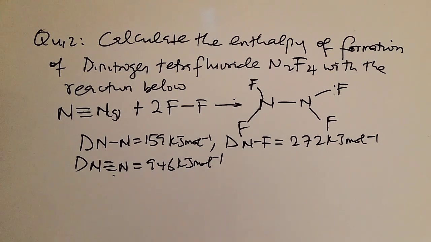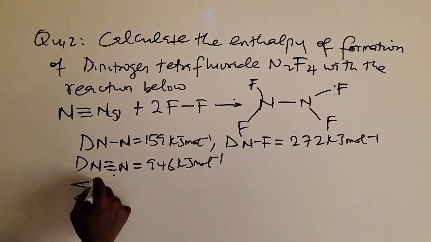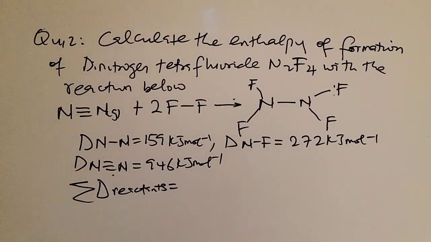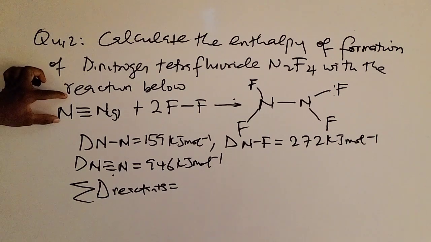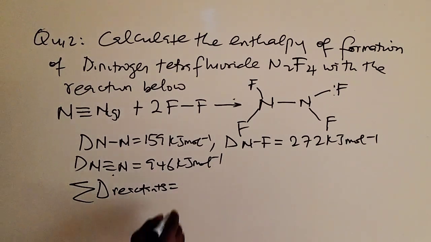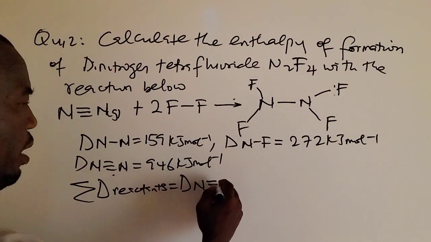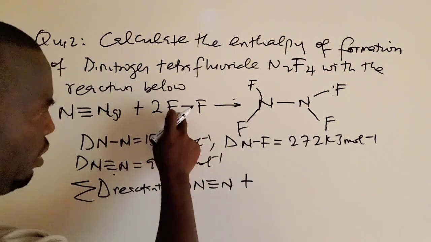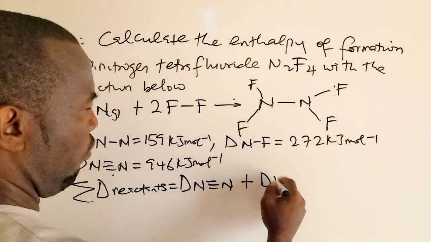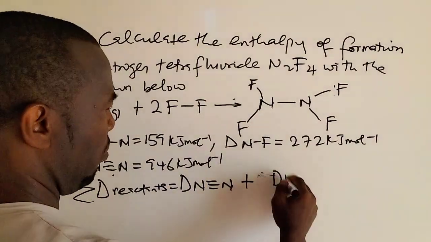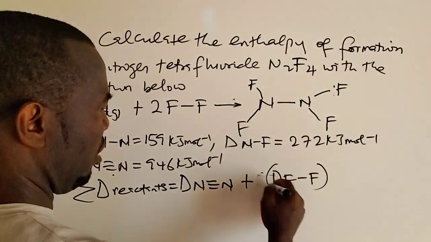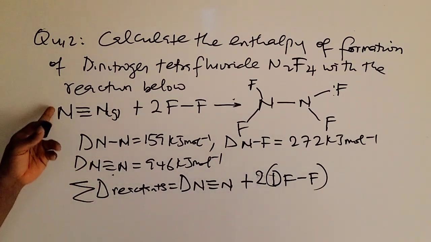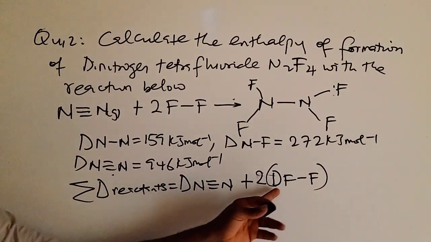We'll now find the summation of the bond energy of the reactants. The reactants are the nitrogen molecule, so I say bond energy D of N triple bond N, plus the bond energy of the fluorine molecule, multiplied by the coefficient, which is 2. There's a 2 in front, so multiply by 2. But the nitrogen one is multiplied by nothing because there's only 1 in front. We're going to add the 2 bond energies.